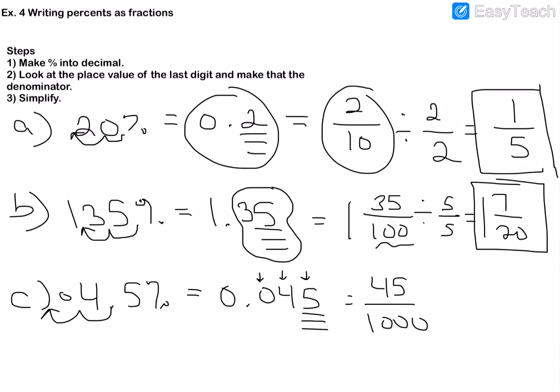To simplify, you just have to find common factors. I know just from looking at this, I can divide them both by 5 because they end in 5 or 0. 45 divided by 5 is 9, and 1,000 divided by 5 is 200. And that is actually simplified as far as it will go.